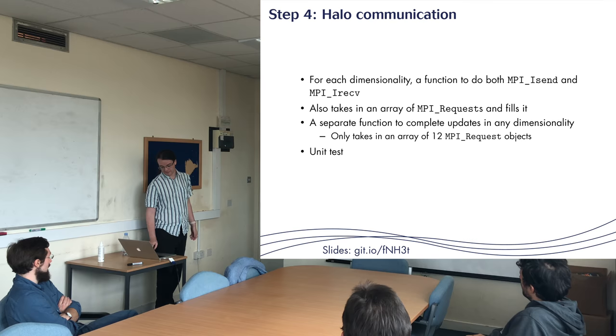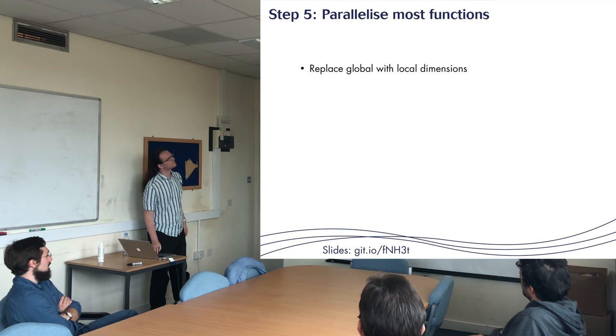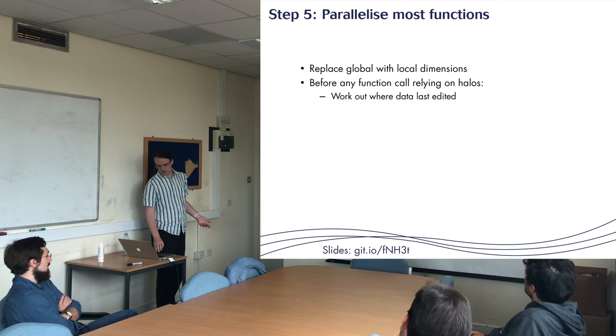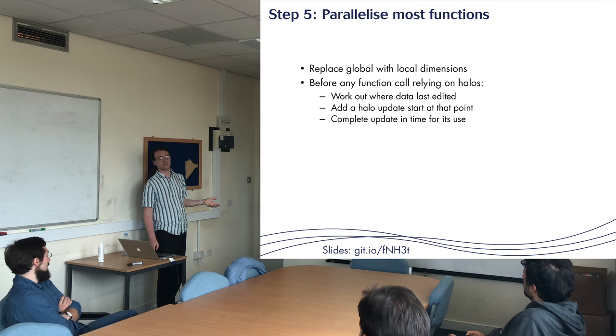So then parallelize most functions. Yeah, this is where the bulk was, rather than the previous slide. It's actually using those functions to parallelize the rest of the code. So we go through with all arrays, we replace global dimensions with local dimensions. And then before any function call that relies on a halo, we make sure that it's being communicated. So we work out where it was last edited, add a halo update start at that point, and then complete the update in time to actually use the data.